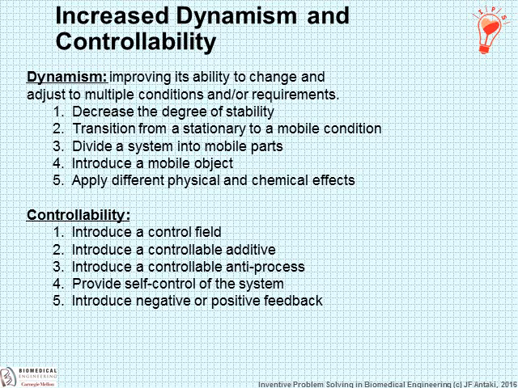As far as controllability, if you introduce a field, either one that's part of the environment, a resource, or one that you introduce intentionally, you can introduce controllability. Introduce a controllable additive, a controllable anti-process, a self-control of the system, or garden variety feedback.